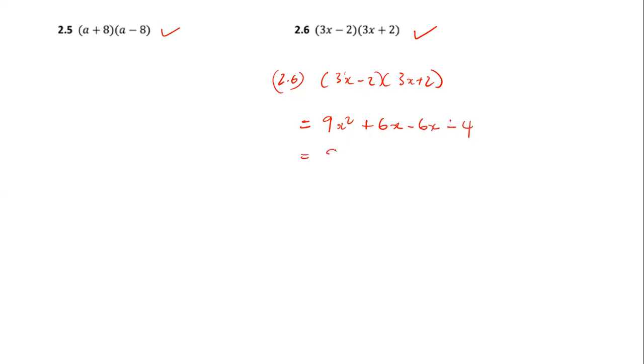And therefore here we have 9x squared. And then these, they're going to fall off. They're going to give 0. And then we're going to have negative 4. So 9, it's a perfect square. X squared, it's a perfect square. 4, it's a perfect square. This product, it is called difference of two squares of this expression over there. That will be 2.6.